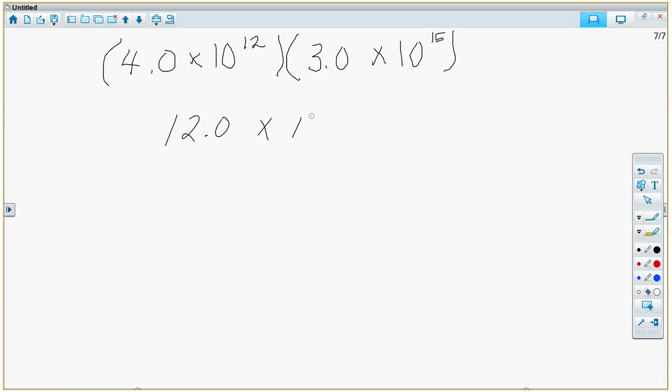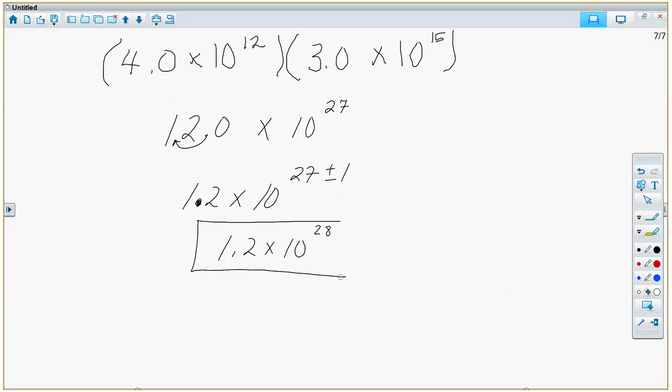And what is 12 plus 15? 27. You're thinking 12 plus 5. Now, move one place. That'd be 1.2 times 10 to the 27 blank 1. And which way do we move this in our head to get it back the way it was? To the right. And that'll give us 1.2 times 10 to the 28th power.